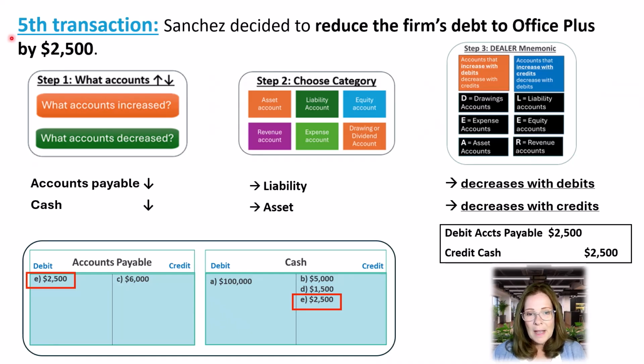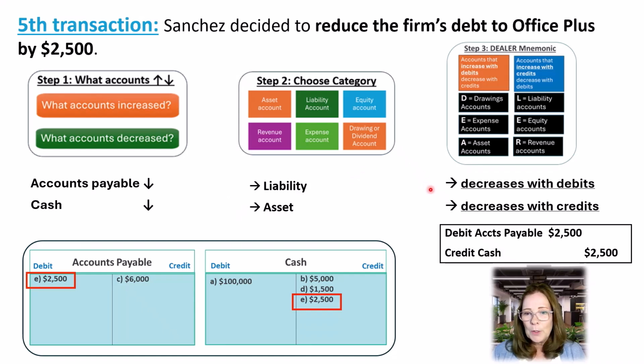For our 5th transaction, Office Manager Sanchez decided to reduce the firm's debt to Office Plus by $2,500. When we analyzed this transaction using the accounting equation, we said that the business's accounts payable decreased because the business now owes less money to Office Plus, and the cash account decreased because Eli's Consulting issued a check. In step 2, we ask what kind of accounts are accounts payable and cash. Accounts payable is a liability and cash is an asset.